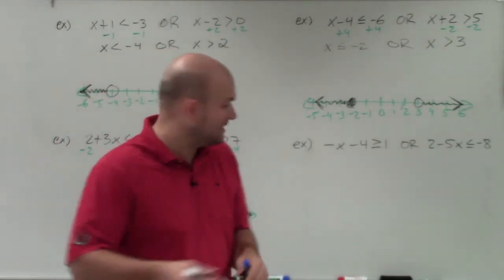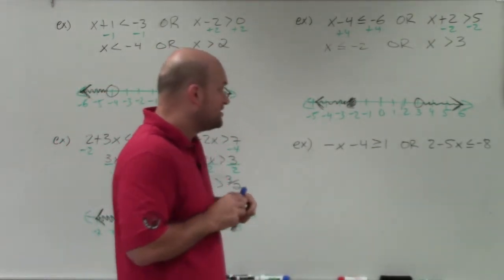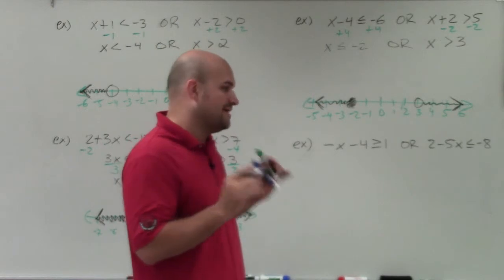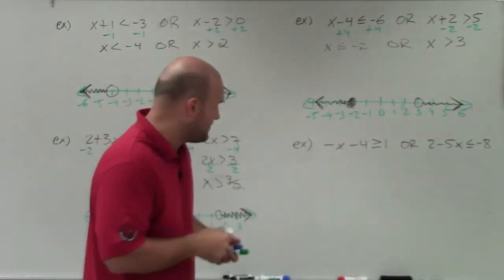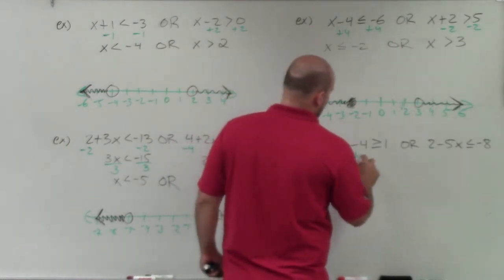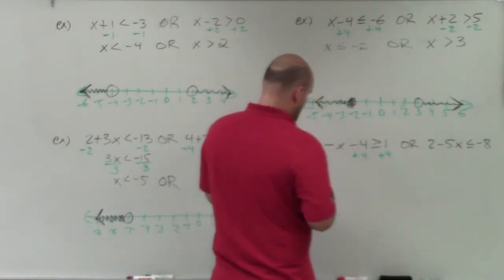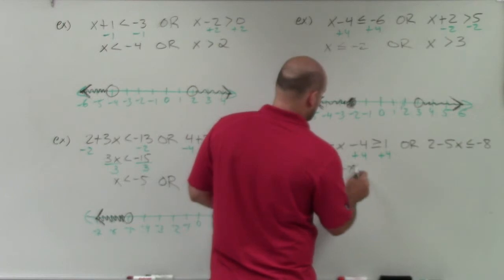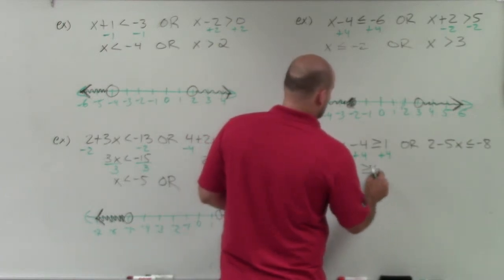All right, on to our final example. Here, we notice we have some negative x's. So we'll remember, we're probably going to have to apply some operations of flipping the sign. But again, let's get to our inverse operations first. So I add 4 to both sides. I'm left with -x is greater than or equal to 5.